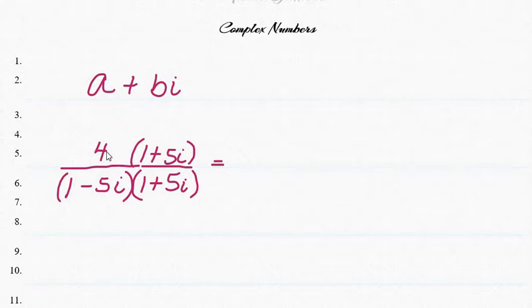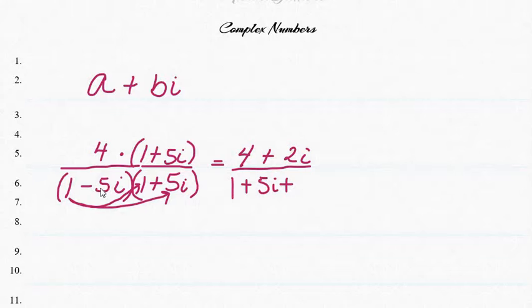Now let's look. So we're going to have 4 times this stuff, which is actually going to be 4 times 1, which is 4. And then 4 times 5i, which is going to be 20i. Okay, let's multiply the bottom out. So 1 times 1 is 1. 1 times 5i is 5i, plus negative 5i times 1 is, I wrote a plus sign here.